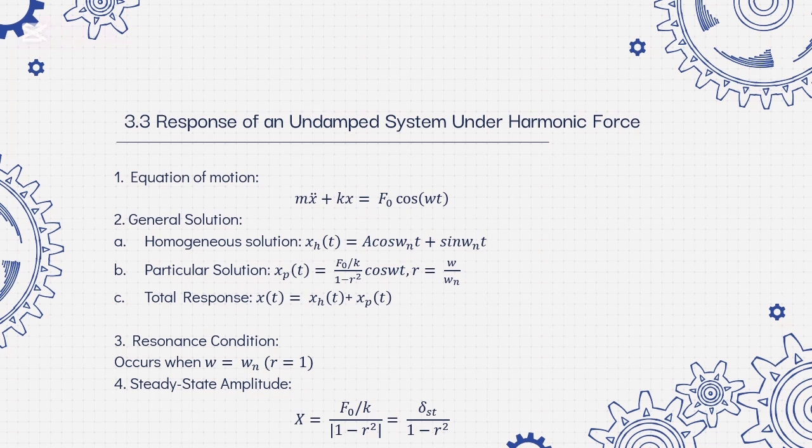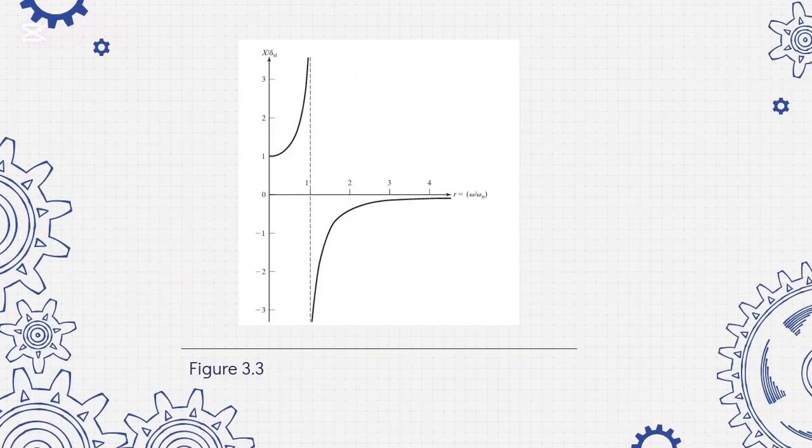In figure 3.3, we can see the magnification factor versus frequency ratio. The plot shows how the amplitude ratio changes with the frequency ratio. At r equal to 1 is the resonance, where the amplitude theoretically becomes infinite.